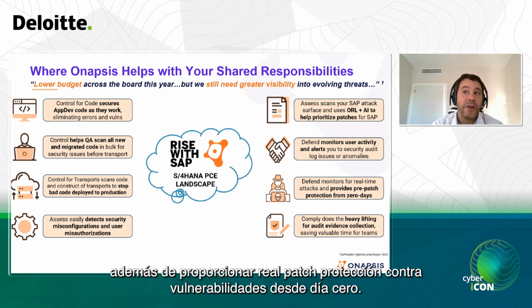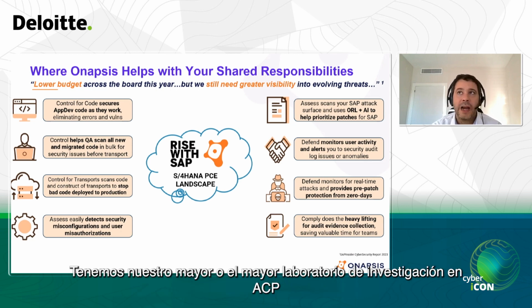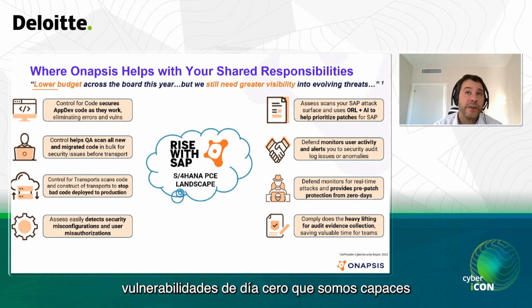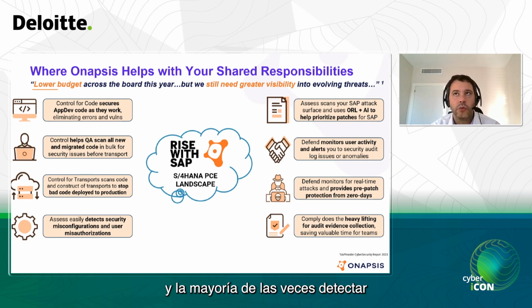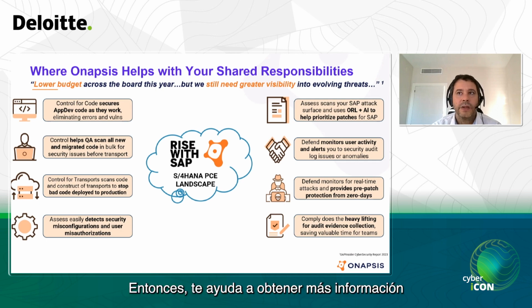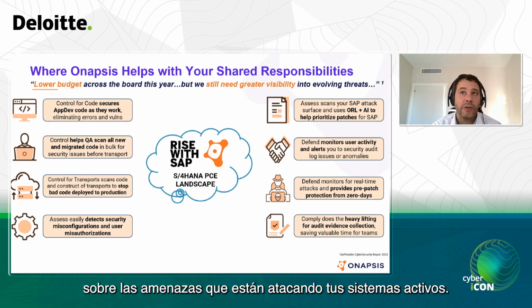As well as providing pre-patch protection from zero-days. We have the biggest research labs on SAP, and that helps us to find vulnerabilities and find zero-day vulnerabilities, which most of the time we are able to detect and alert you about before there is even a patch for it, right? So it's giving you more information about the threats which are attacking your SAP system.